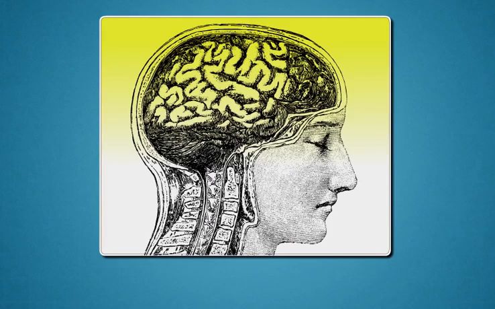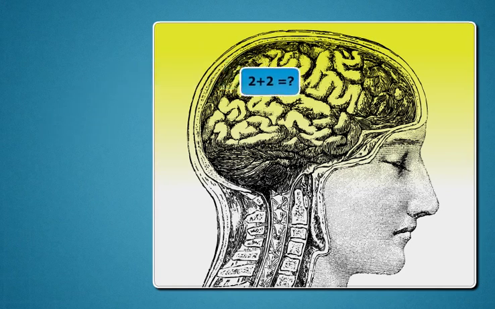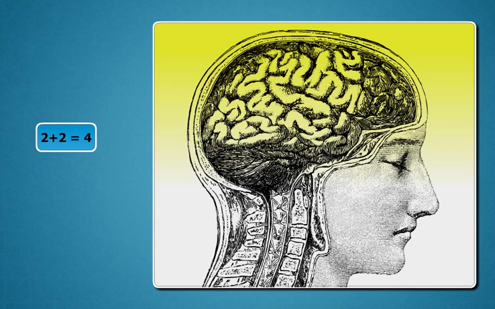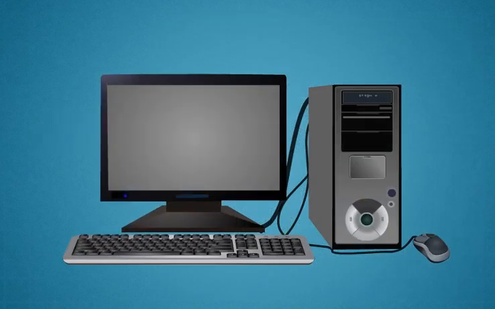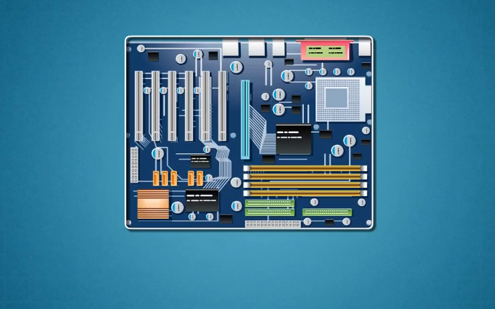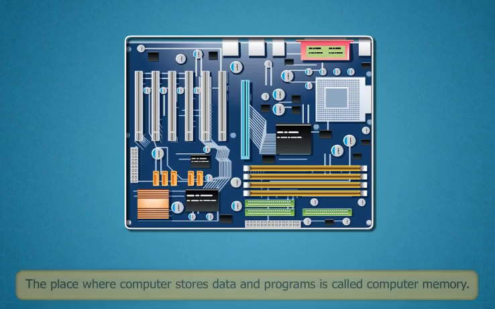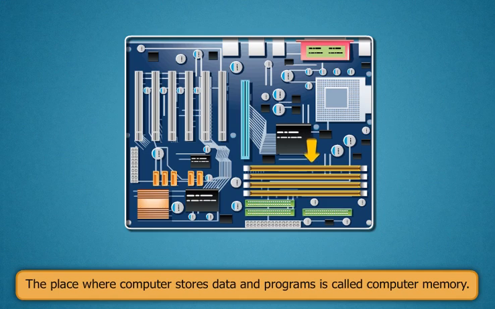Similarly, if I ask you a simple question, like how much is 2 plus 2? Can you answer it now? Right, 2 plus 2 is 4. So, how did you know? You did the calculation in your brain, right? Similarly, computer needs to remember things and do some calculation or simply process. It needs a memory. So, the place where computer stores data and programs is called computer memory.